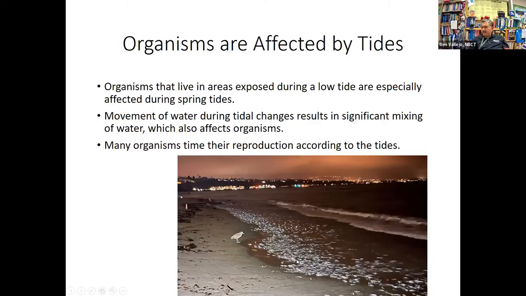If you have a California fishing license, you can go out and grab some of these guys and throw them in your bucket. So it's a common occurrence during the summer months in Southern California. But grunion aren't the only ones. There are other animals that time their reproduction according to the tides, and so that's significant.